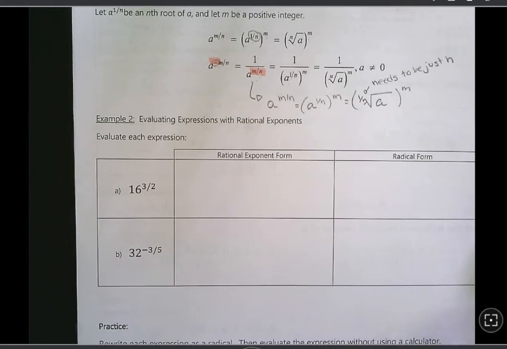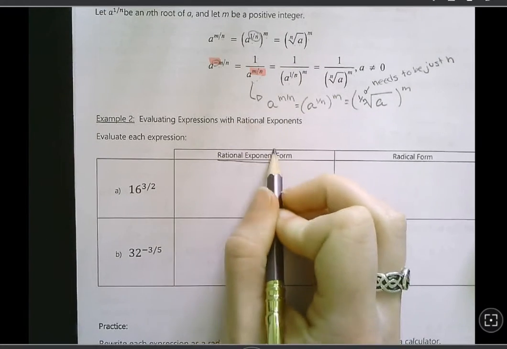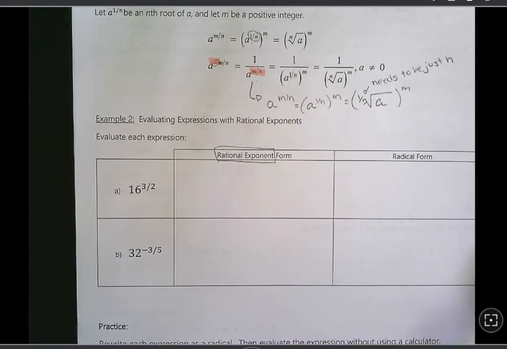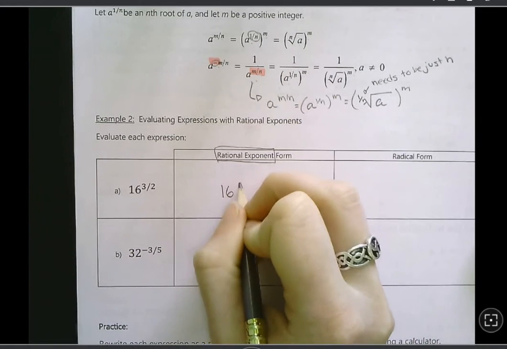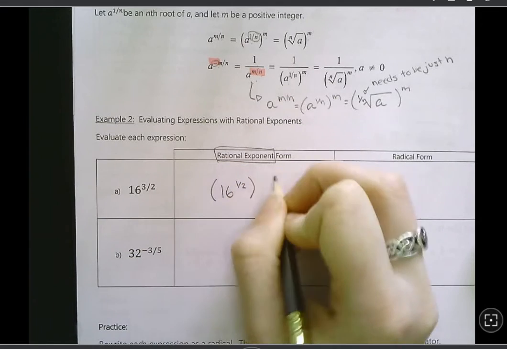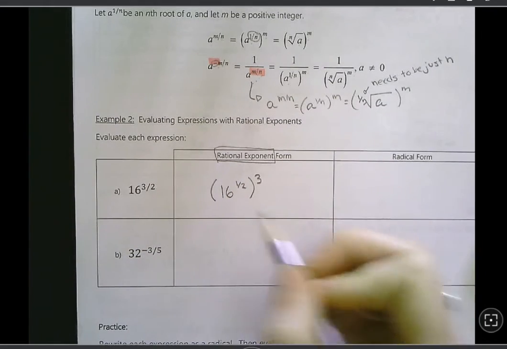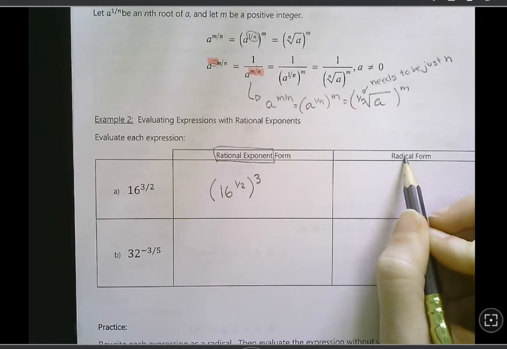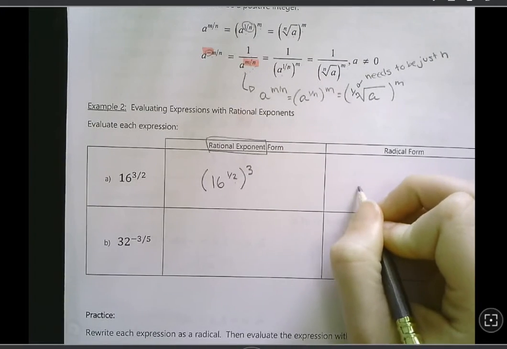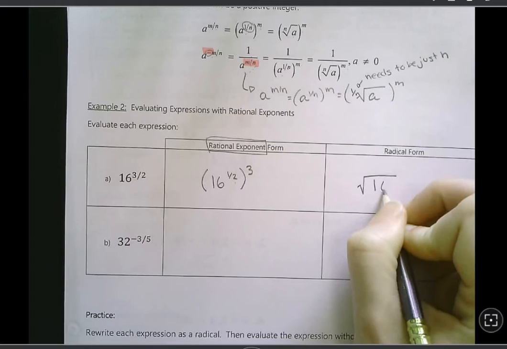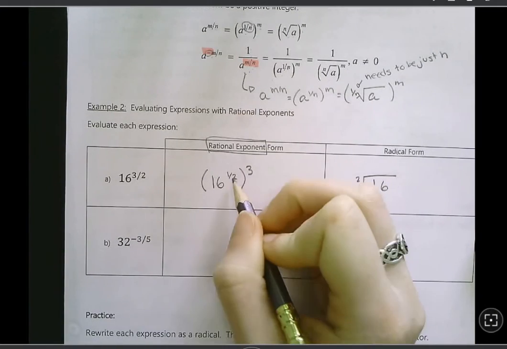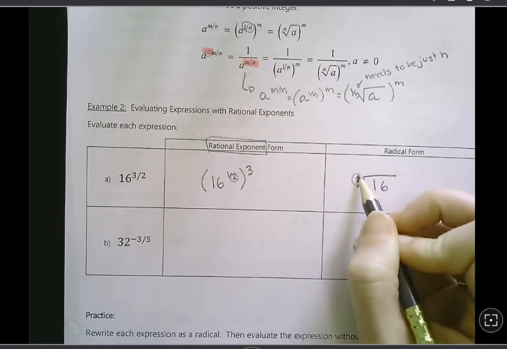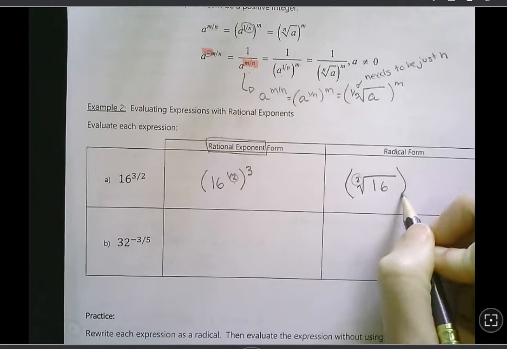So if we look at our examples down below, we have 16 to the 3/2. Well, if I'm going to write it in a rational exponent form, that means I only have exponents, no square roots, radicals, anything like that. So we would have 16 to the 1/2 cubed. Well, now I can write that 1/2 as a radical. It's going to be the square root of 16, and technically we have that 2 here. Notice how I didn't write a 1/2. I took whatever value I see on the bottom, and I wrote it here. Now parentheses, and it's cubed.